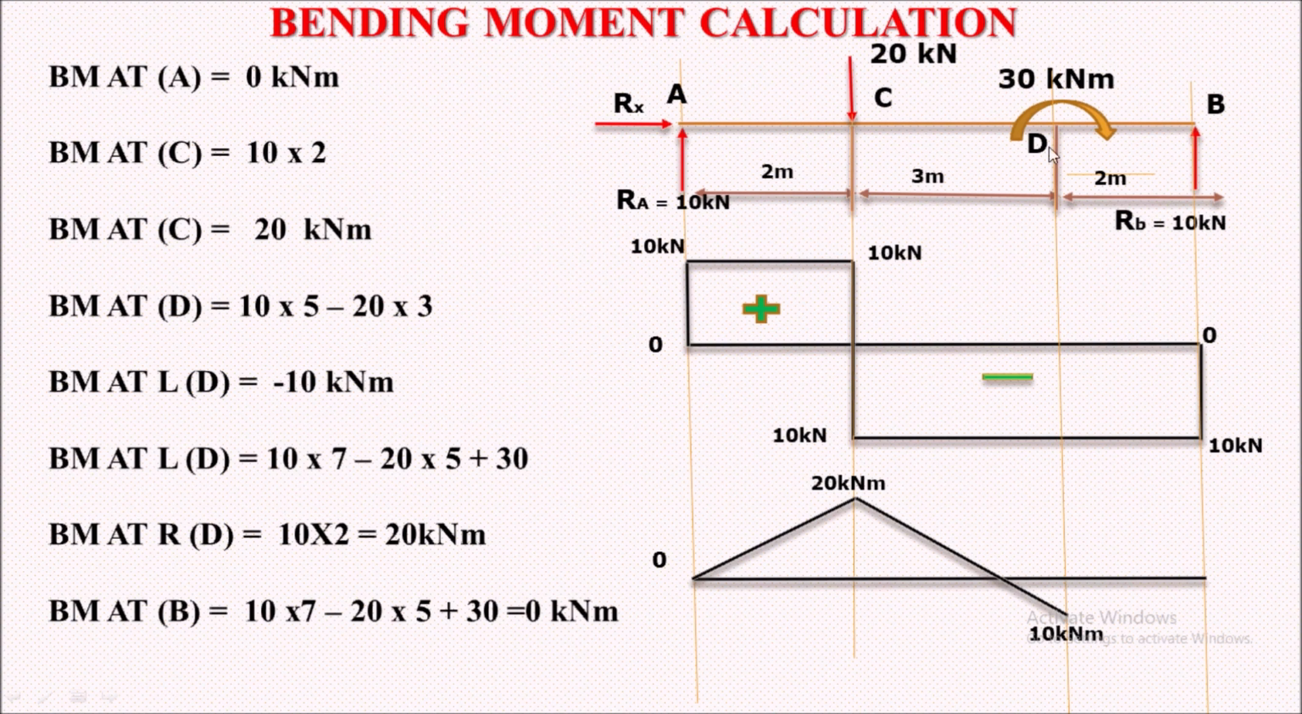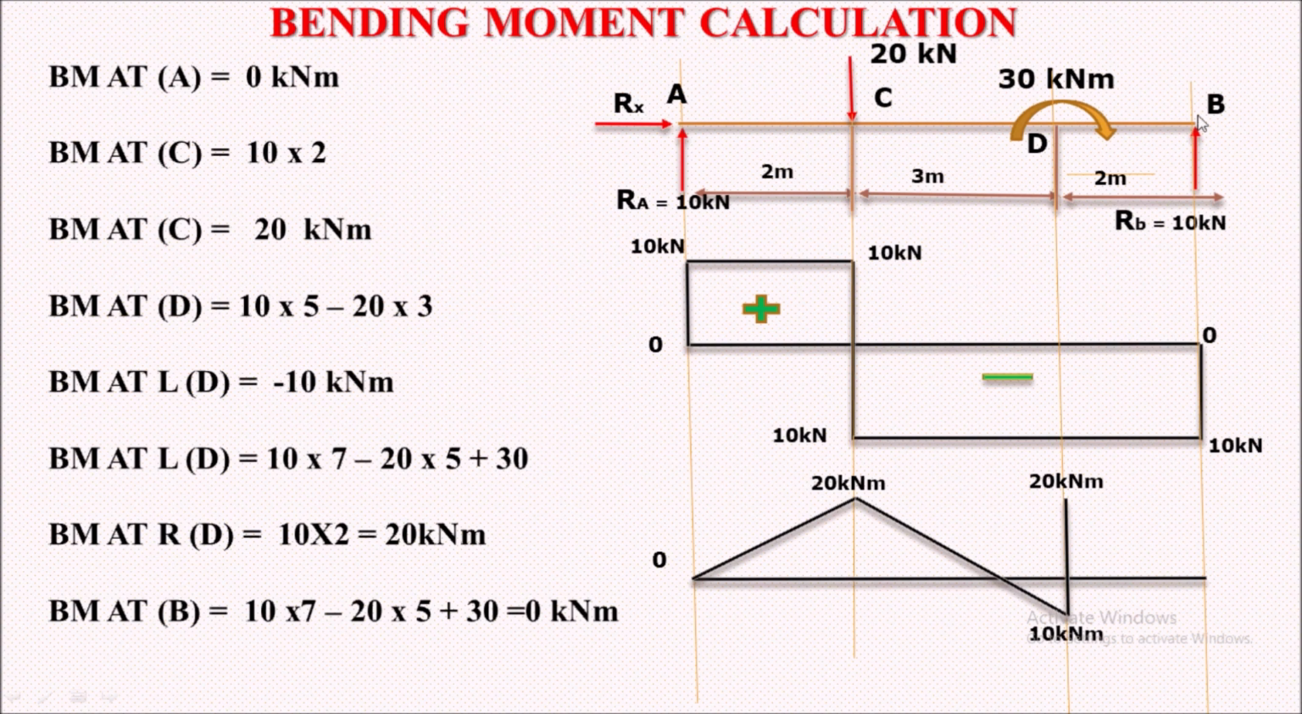Now let's take the bending moment at point D to the right section. If we see to the right we have only a 10 kilonewton load acting at 2 meter distance, which will have a clockwise moment. So 10 into 2 will become 20 kilonewton meter. So here we have 20 kilonewton meter at point D.